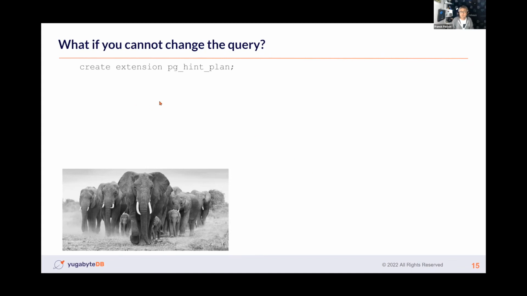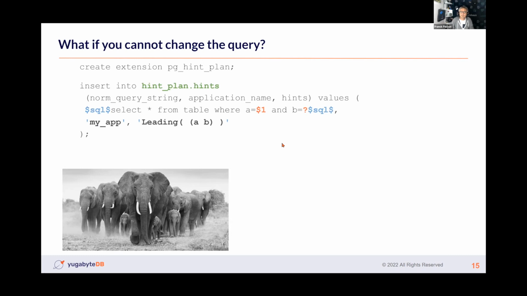So how do you do that? You need to create the extension. For pg_hint_plan, you need to have it in the loaded libraries. If you want to use the pg_hint_plan table, you need to create the extension. And then this is how it works. You insert into a table called hint_plan.hints a row with the query that you want to be hinted and the hint that you want to be automatically added when this query is used.